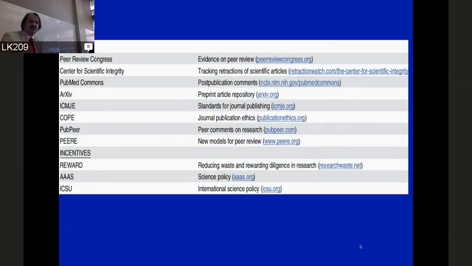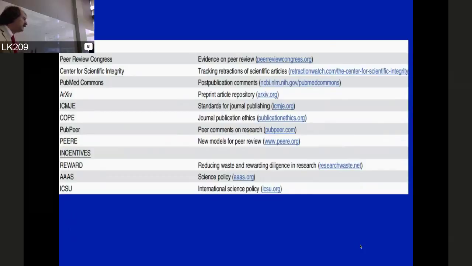The Center for Scientific Integrity, PubMed Commons, the new platform for post-publication review, arXiv, very prestigious in the physical sciences, a way to disseminate research before formally publishing it so that people could see it and comment on it and improve it. ICMJE, standards for publication that most all journals should adopt, COPE for publication ethics, PubPeer, and so forth.